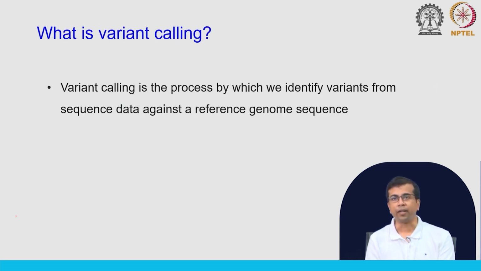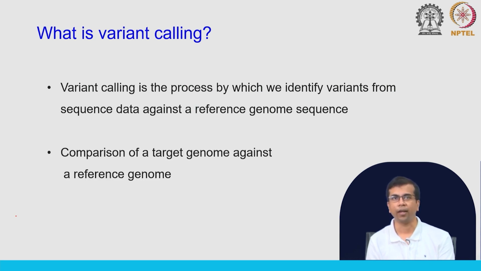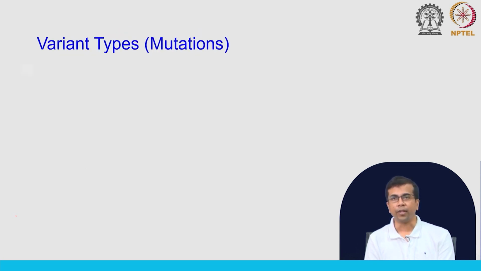Okay. So, what is variant calling? So, variant calling is the process by which we identify these variants from the sequence data that we have against a reference genome sequence. So, we need the reference data, we do the mapping and then we do the variant calling. Okay. And as you can probably understand from this, this is a comparative analysis, which means we do a comparison of a target genome against a reference genome. Okay. So, let us now discuss these different variant types.